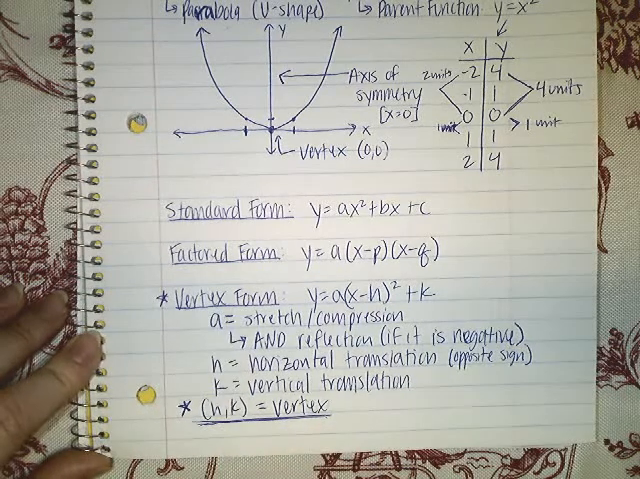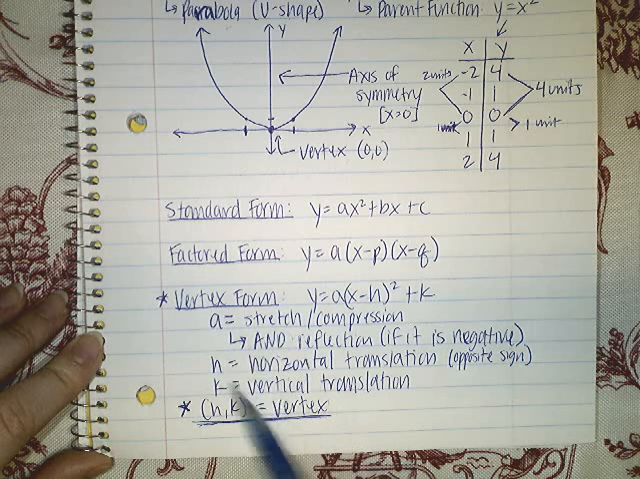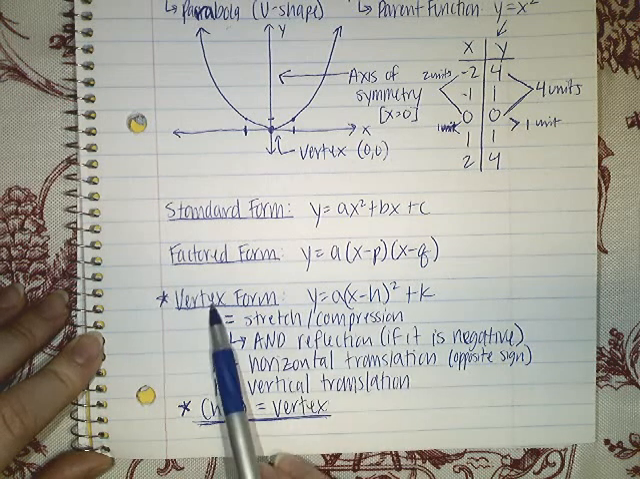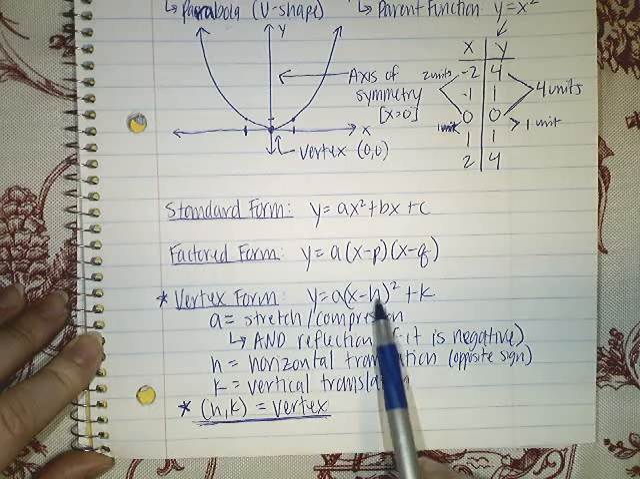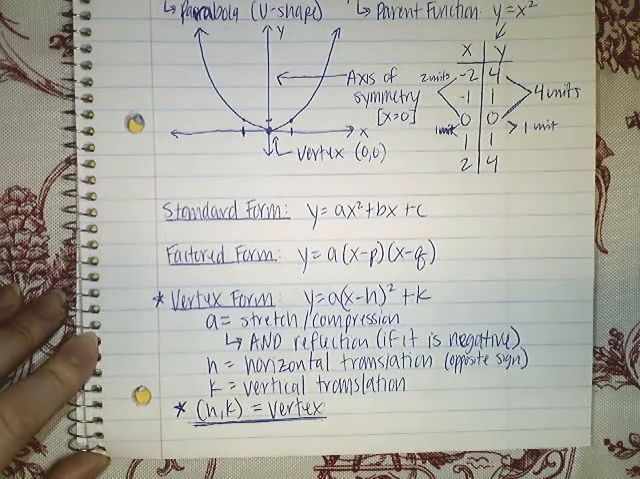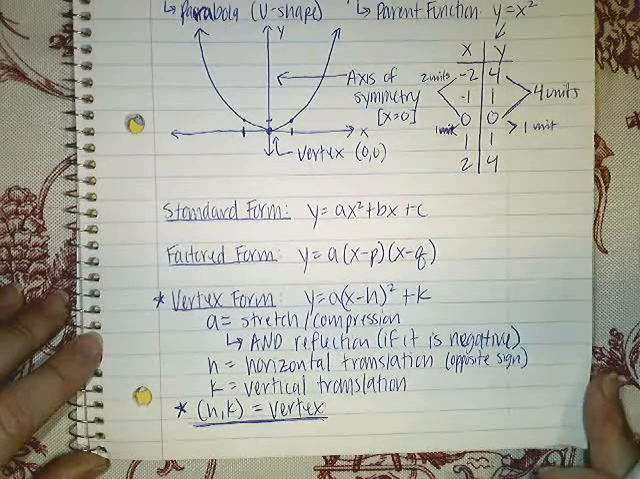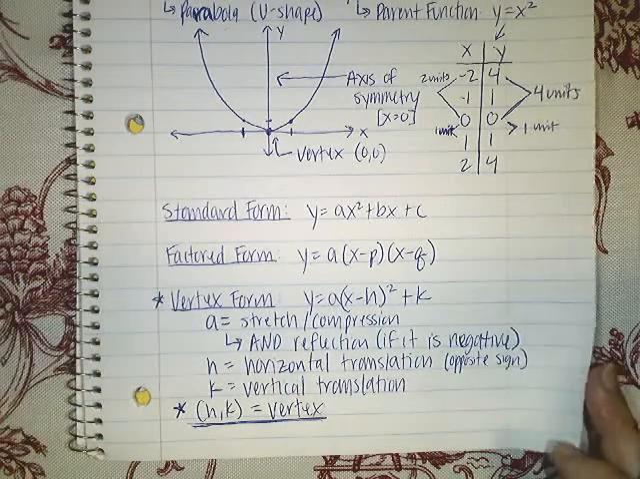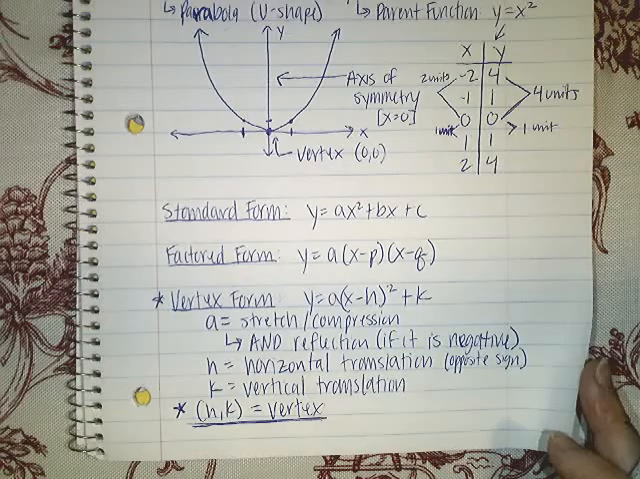That's why it is called vertex form. So if you don't remember any of these other pieces right now, the number one key point I need you to remember is that vertex form is called vertex form because h and k tell us our vertex. So that's the overview of what we're doing today. I'm going to flip the page and talk about a couple more things real quick.